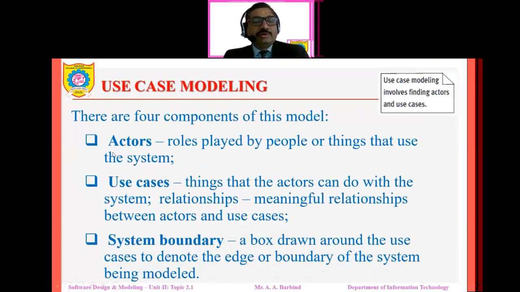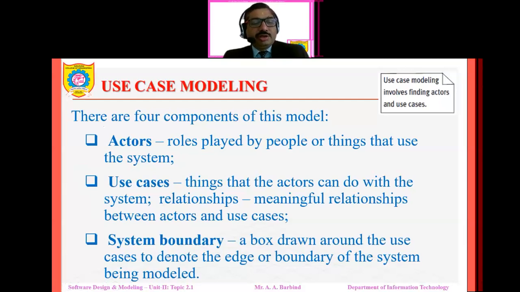That is actors, the roles played by the people or things that use the system. This is the first component of the use case model. Then the use cases, that is the things that the actors can do with the system. Then relationships, meaningful relationships between the actors and the use cases. This is the third component of the use case modeling, that is relationship.